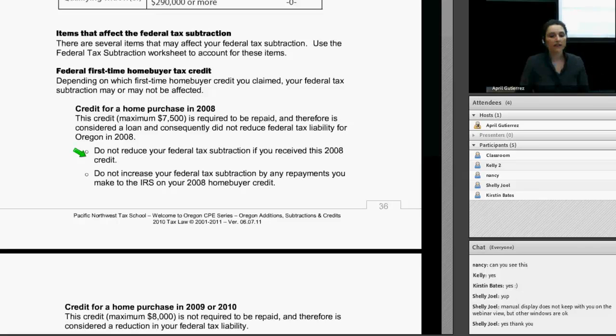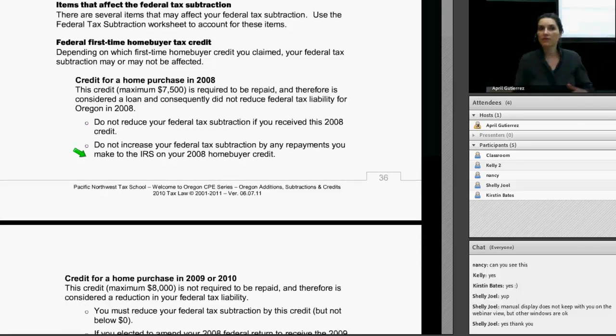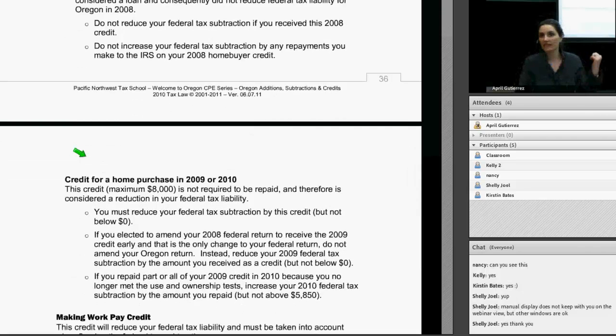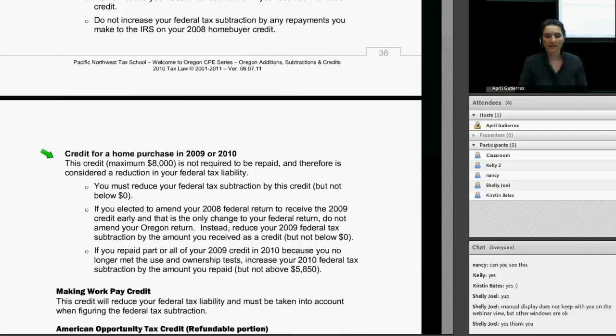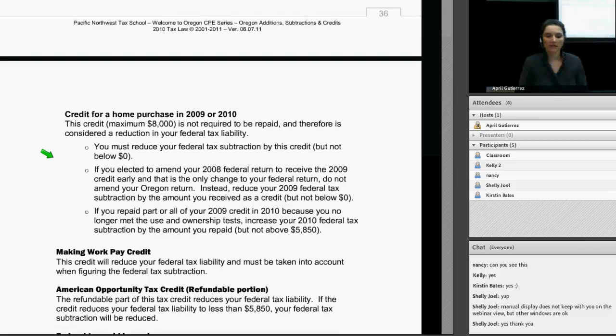Also, you do not increase your federal tax subtraction by any repayments you make to the IRS for your 2008 homebuyer credit. So looking at that line on 59 where you check box C on the 1040, for 5405, if the amount you're entering on that line is a part of the repayment of the 2008 credit, that repayment will not increase your federal tax liability subtraction because you were already allowed to deduct your federal tax liability in 2008. That was not a reduction to the 2008 liability.